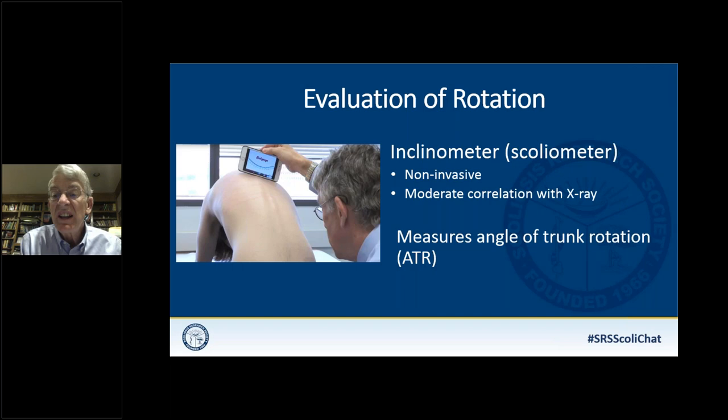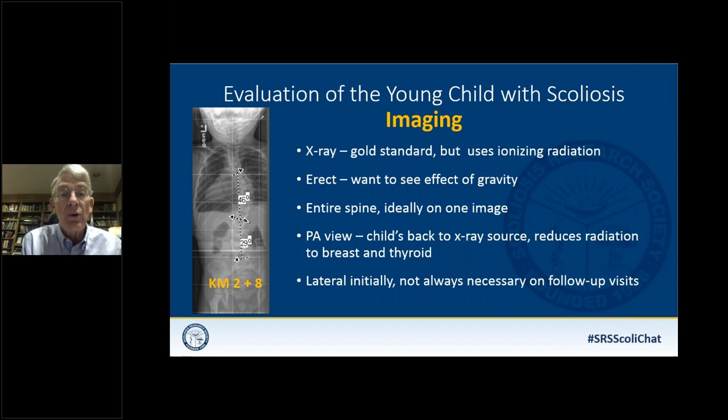So the gold standard for evaluating a child with scoliosis or potential scoliosis remains imaging. The downside is we have to use ionizing radiation, so we want to minimize it as much as possible. It's better to get it with them standing up or sitting up so you can see the effect of gravity on the spine. Ideally, the entire spine is on one image, and not every place has the resources to do that. We turn the child around so their back is to the x-ray source to reduce the radiation to the breast and thyroid. The lateral x-ray is good initially, but not always necessary on follow-up visits, but that depends on the child.